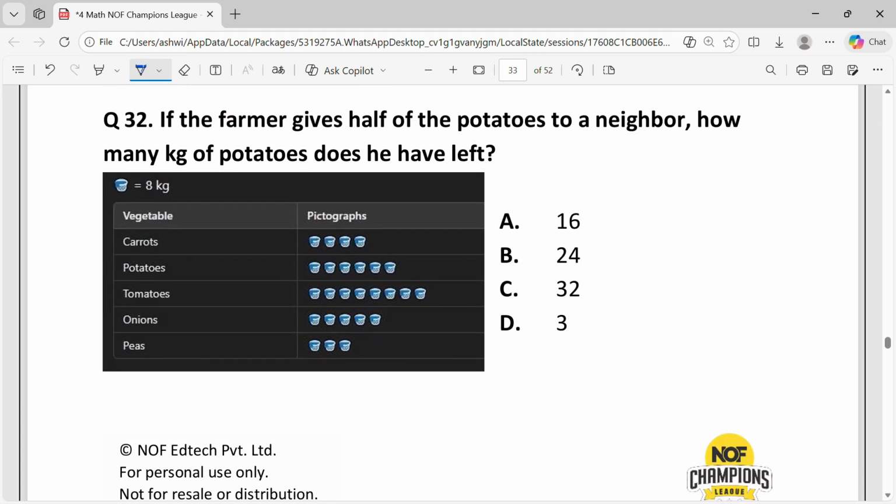Question 32. If the farmer gives half of the potatoes to a neighbor, how many kgs of potatoes does he have left?